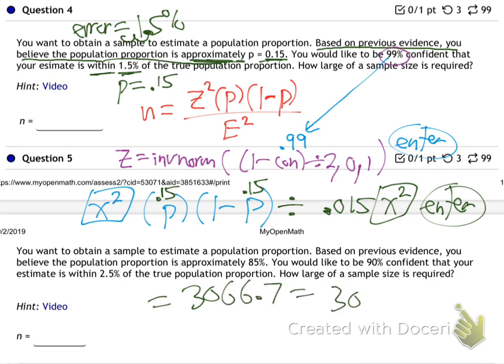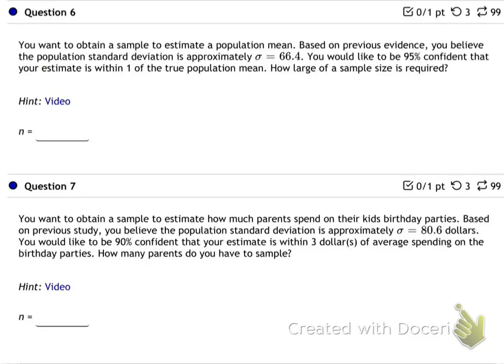3066.7, which rounds to 3067. They would need to talk to 3,067 people to get the kind of accuracy they want. All right, let's try number 6. Are we ready to move forward?